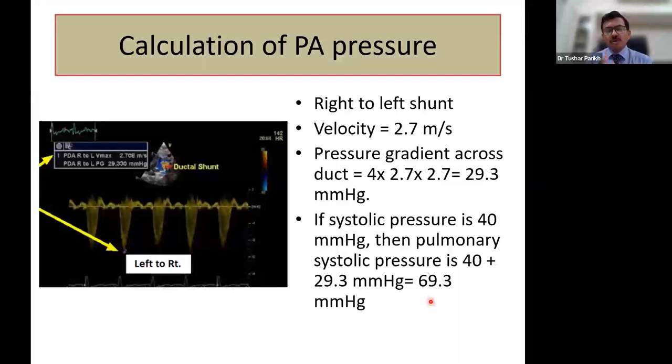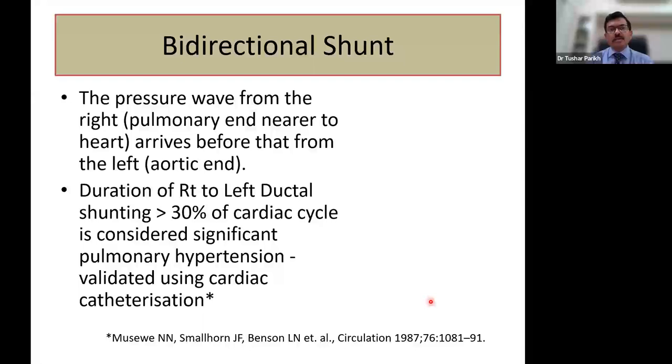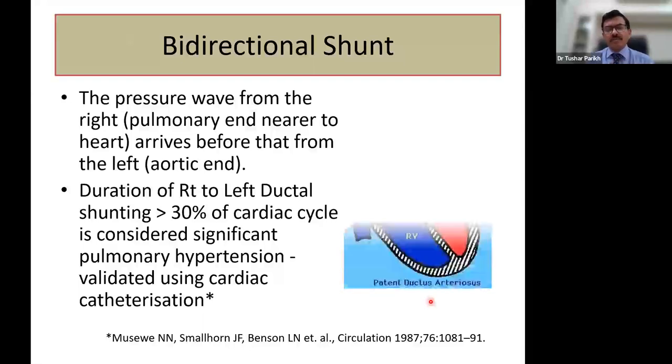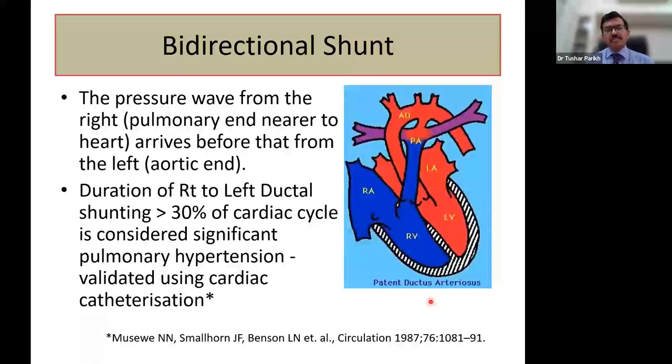So when you have a pure left to right shunt, subtract it from systolic blood pressure. When you have pure right to left shunt, add it to the systolic pressure to get the main pulmonary artery pressure. Now the problem comes when you have a bidirectional shunt. Now, please remember that when you have a bidirectional shunt, basically the pressure waveform from the right side arrives before that from the left side.